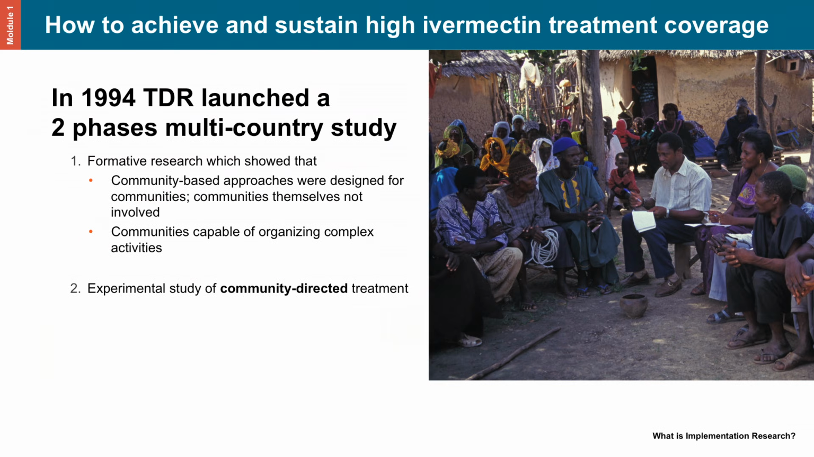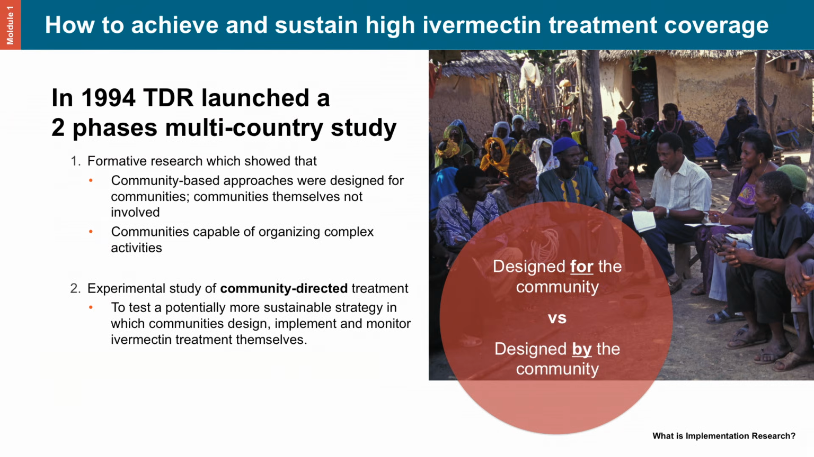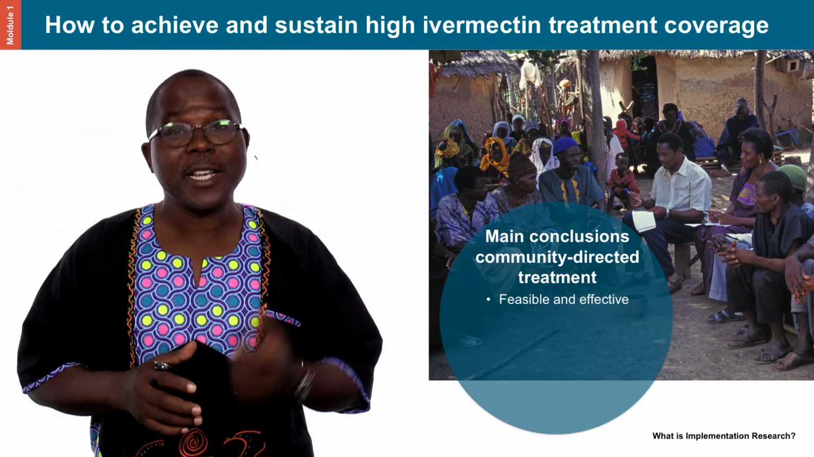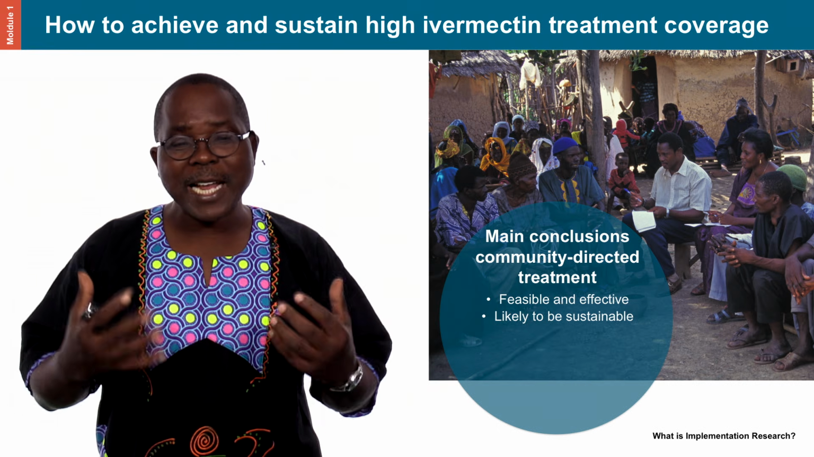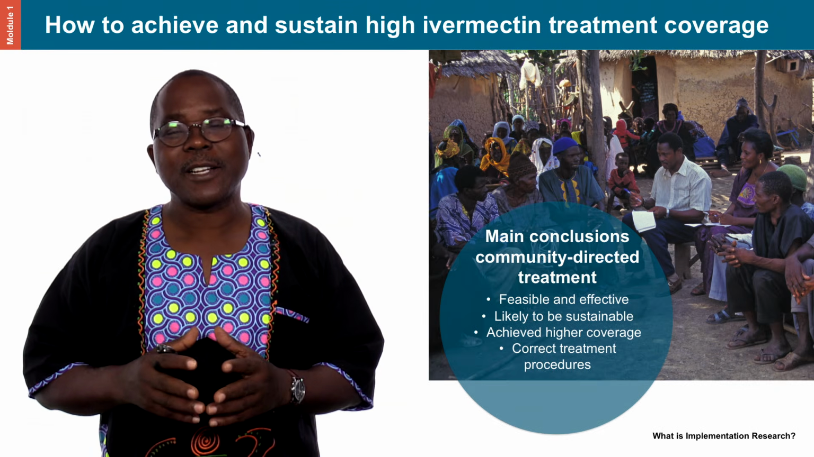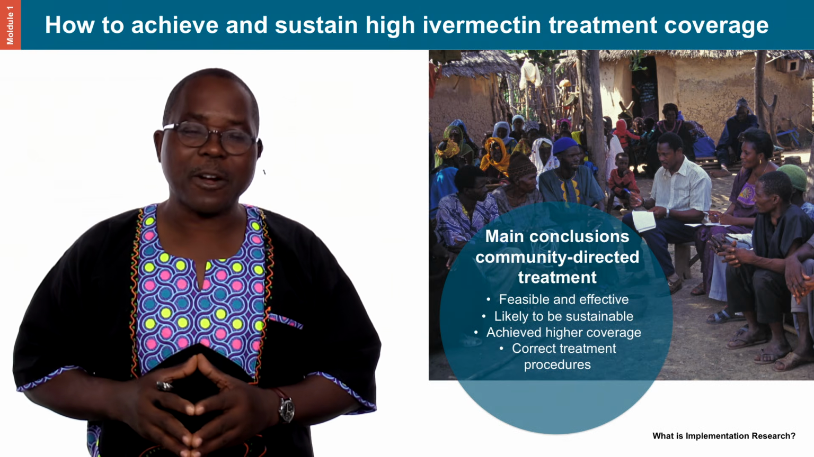The findings from this formative phase led to an experimental study of community-directed treatment with ivermectin. The study at this experimental stage compared an approach that is designed by the community itself with another approach that is designed by the program. The findings from the experimental research concluded that community-directed treatment with ivermectin is feasible and effective. It's likely to be sustainable. It can achieve very high coverage. Correct treatment procedures were capable of being complied with by community members.